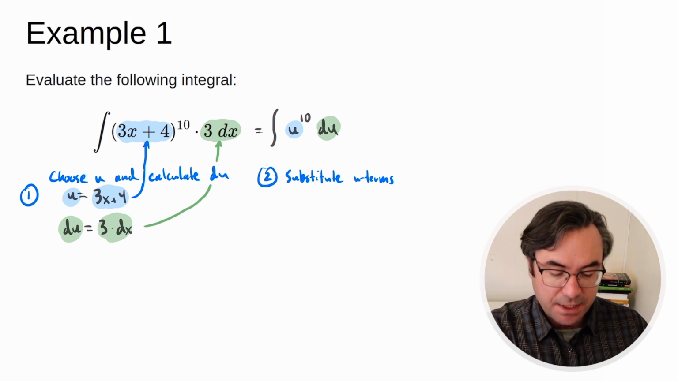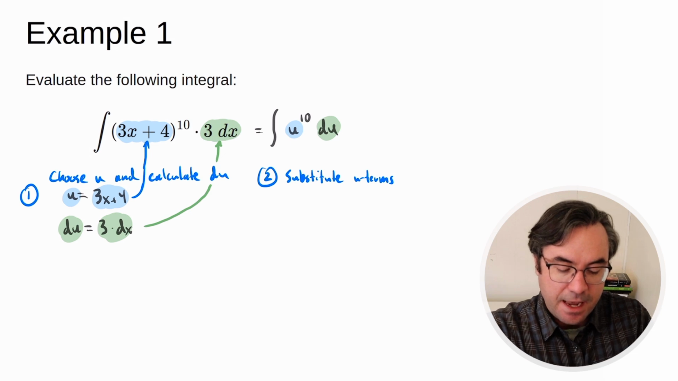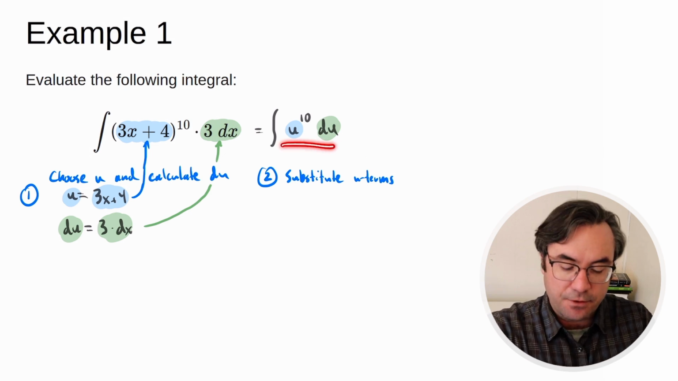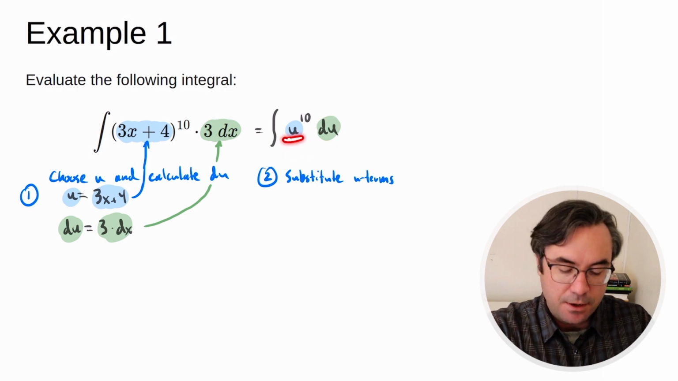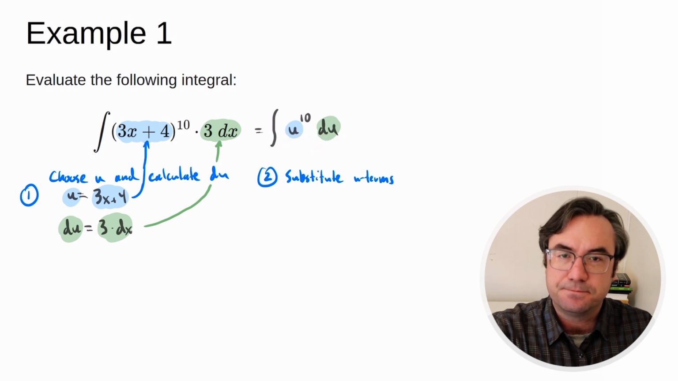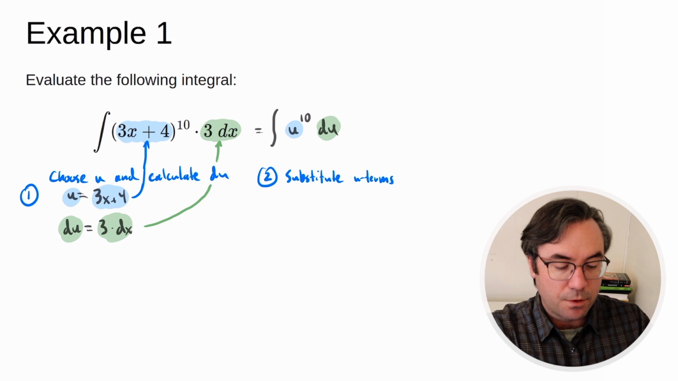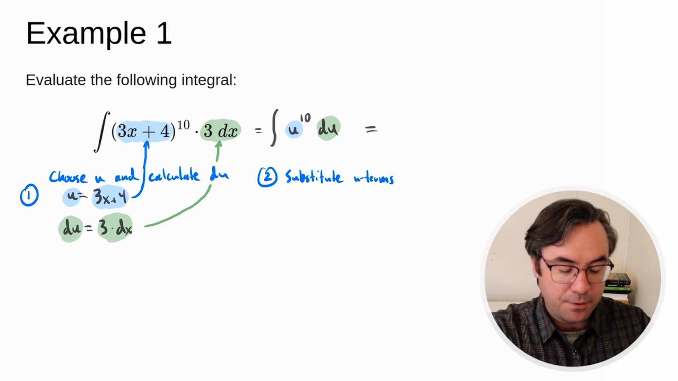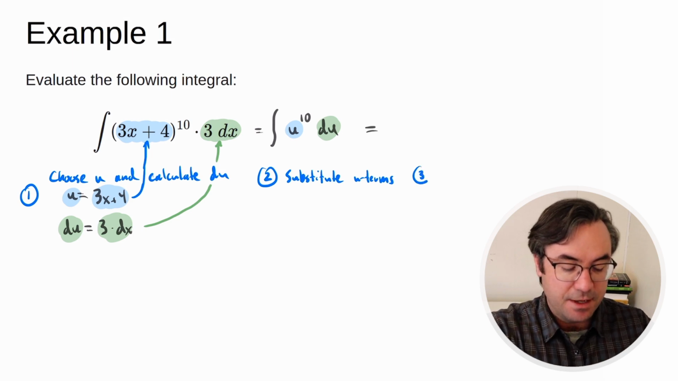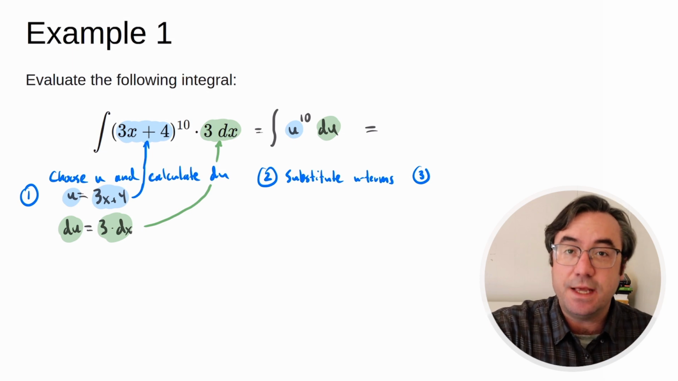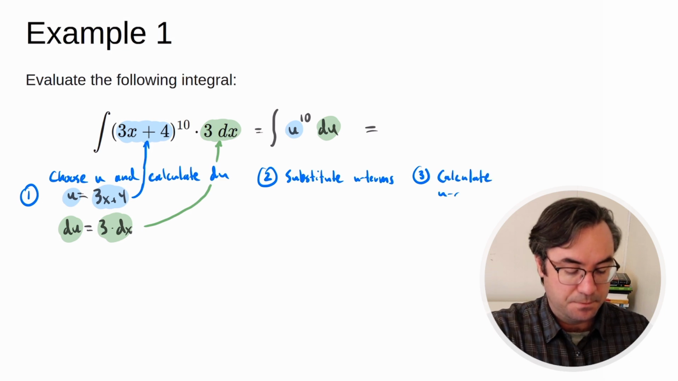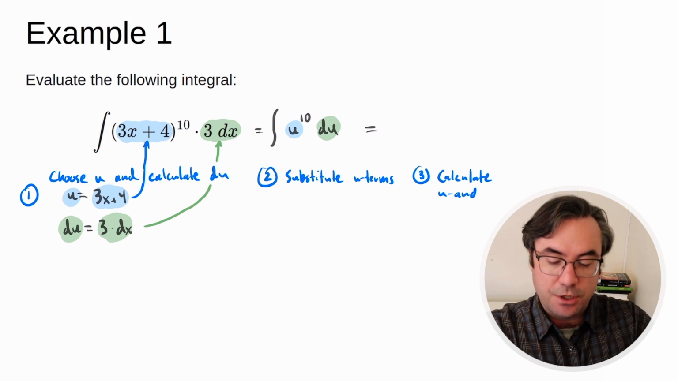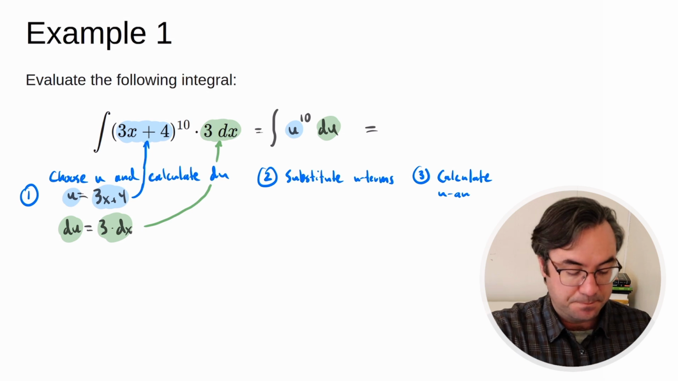All right, so now we've substituted all the pieces in. And at this point, you want to check, are there any sneaky x's hidden around? Nope, everything is u now. So now we're ready for the next step, which is step 3, to actually do the antiderivative. So we calculate our u integral. So we're going to do our u antiderivative here.